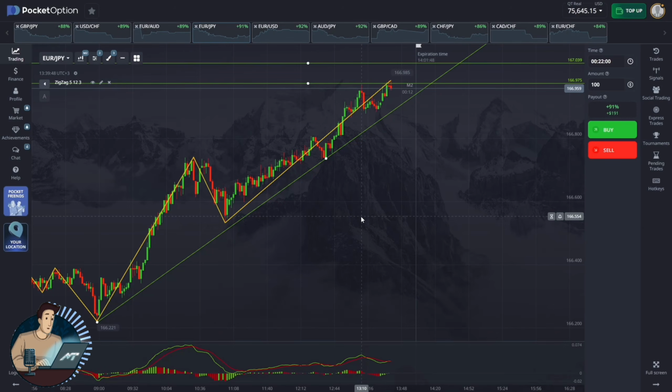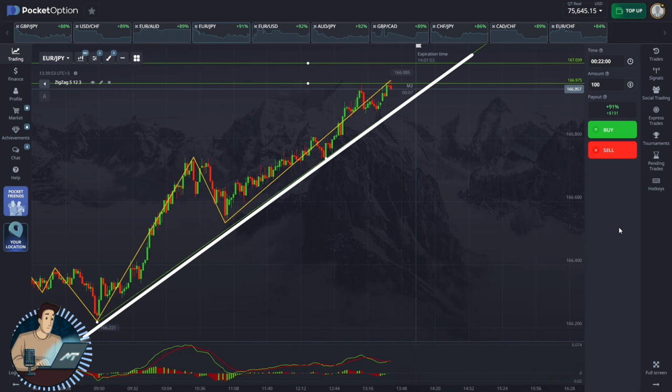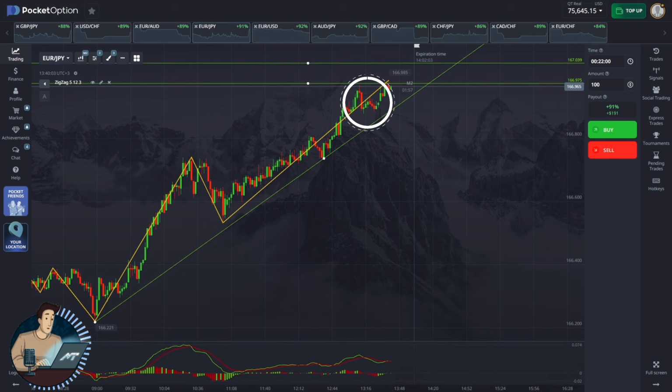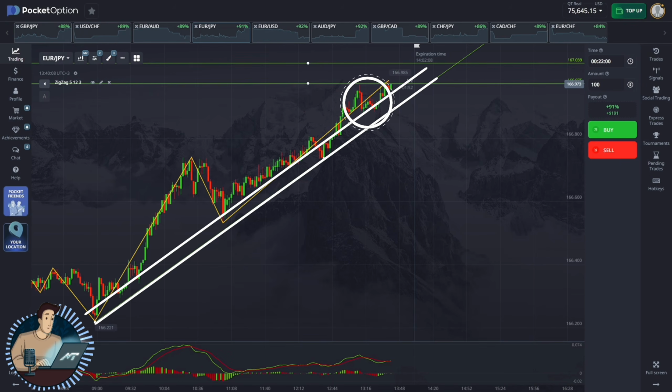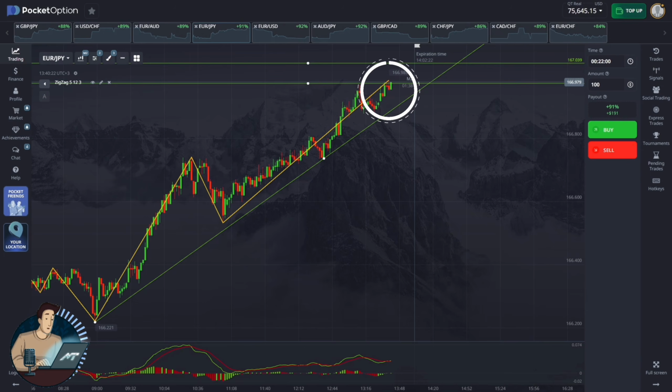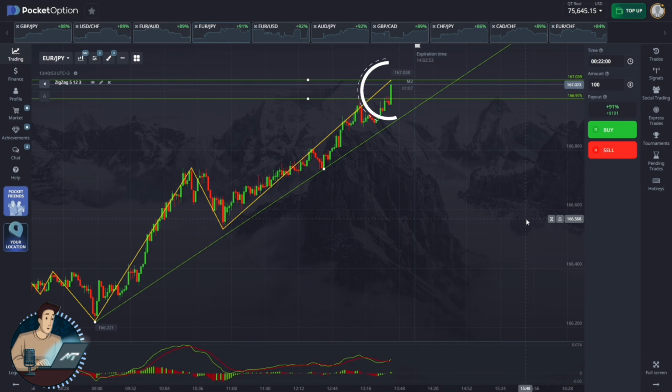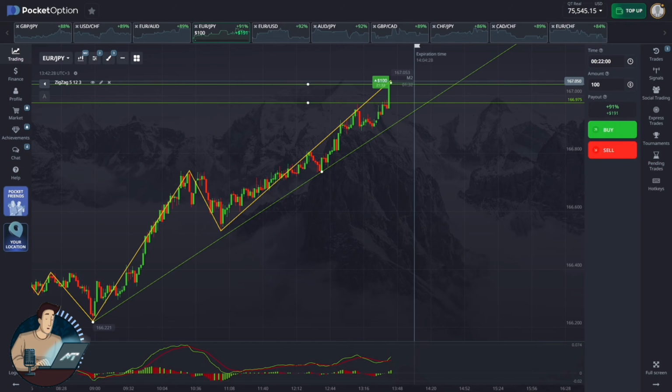Let me show you a real example real quick. Price is in an uptrend. You can see it. Each low is higher than the last. Price pulls back, enters the zone. Candles get smaller, slower, and then this green candle closes cleanly back up inside. That's the entry right there.